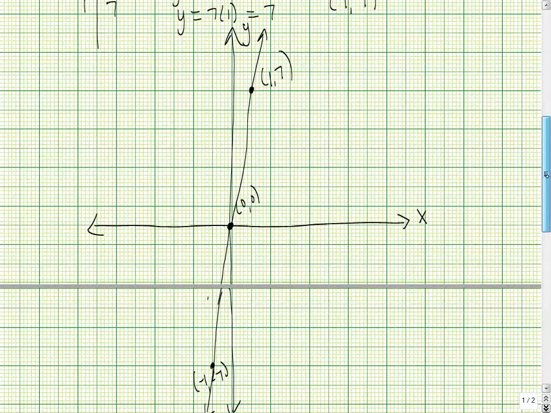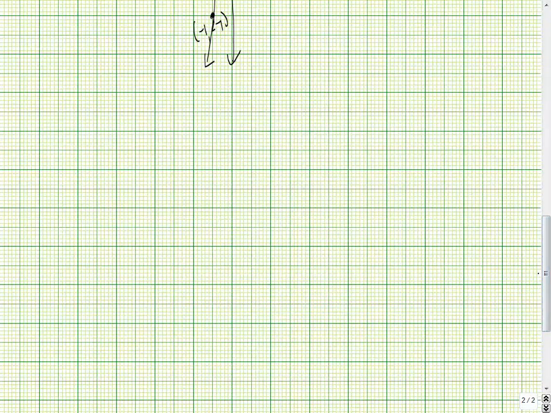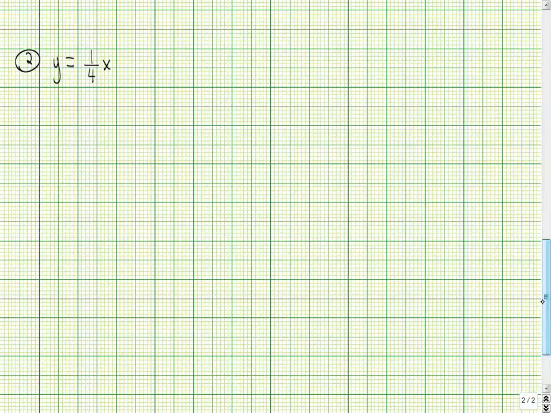Okay, let's look at one more. Now let's do y equals 1/4 x. We're going to make a table again. Okay, let's use 0. It's going to be easier if you choose numbers that 4 will divide evenly into to graph this one, because it'll be easier to multiply by 1/4 if 4 will divide into it. So let's use 0, 4, and -4.